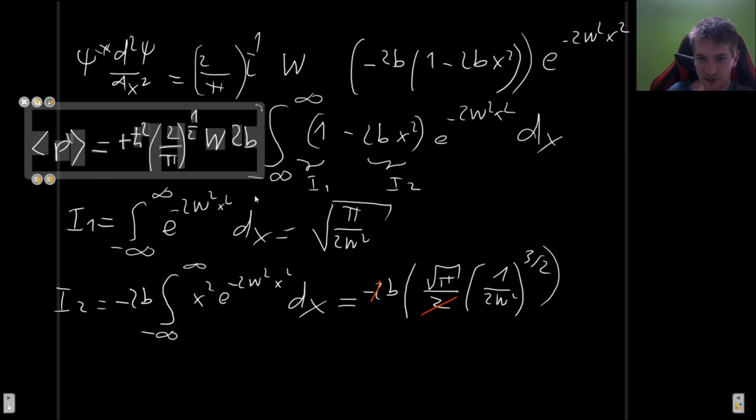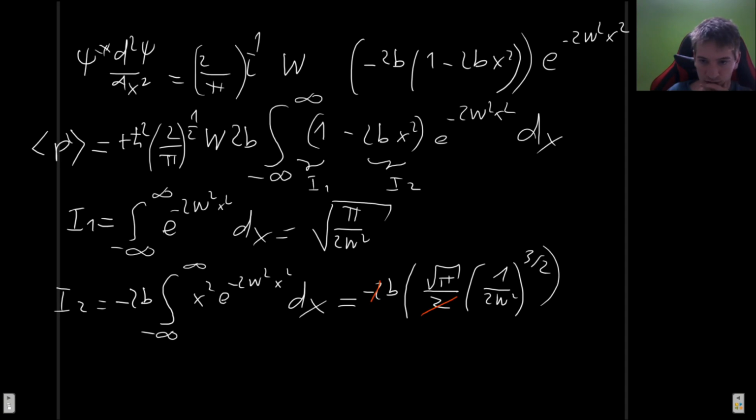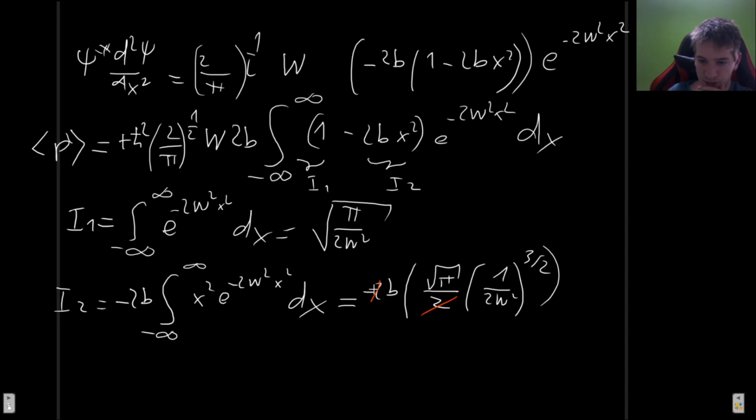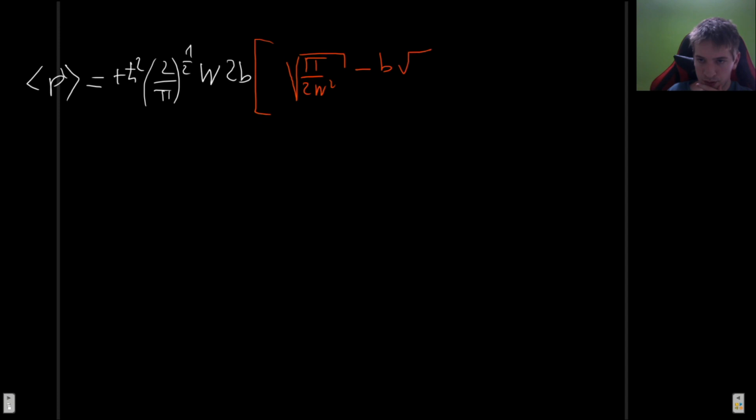Go ahead and copy this. So we get the constant waiting out here. This is going to be multiplying the result from the first integral, which was just square root of pi divided by 2w squared, and then we have minus, it was 2b, but now it's just, okay, where is it? There we go. I took the minus with it, so we have that minus b times square root of pi divided by 2w squared.